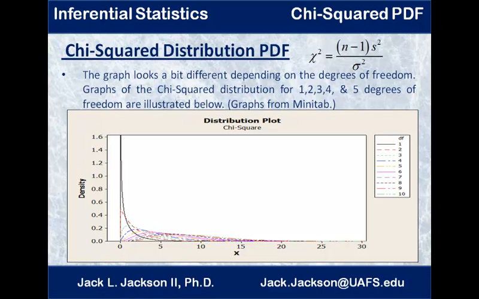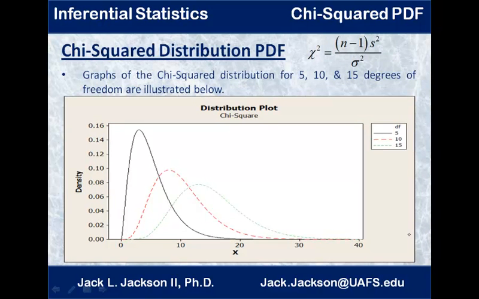These graphs come from Minitab. Statistical packages like Minitab, SPSS, and so forth can graph these things pretty easily. So let's look at a couple of examples, actually 3 examples here, and look at the characteristics of the chi-square distribution.